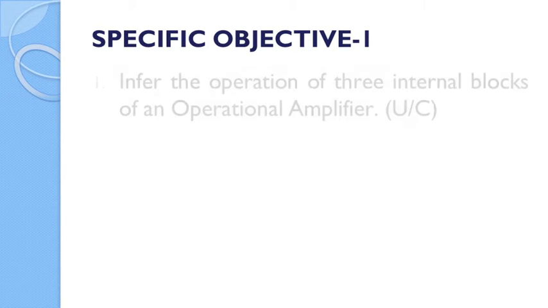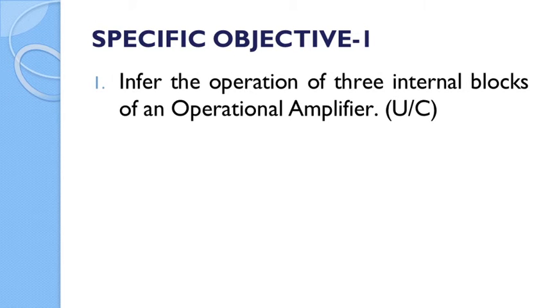First, we will discuss the three internal blocks of an amplifier. Before going to see the three internal blocks of an amplifier, we will discuss the basic information about operational amplifier. So an operational amplifier is an integrated circuit. Let us break down the term operational amplifier. So let's start with amplifier.